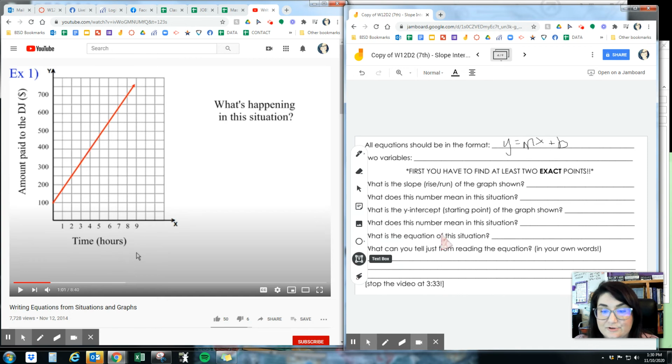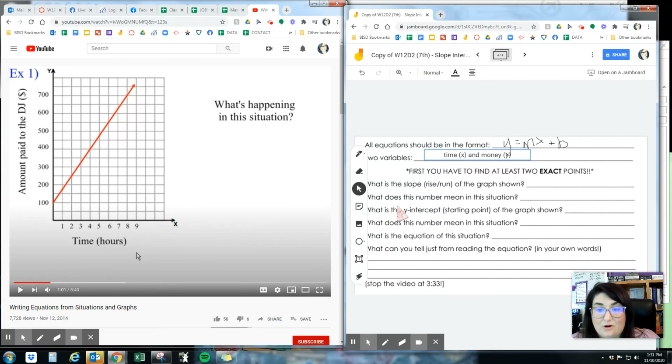Those are our two variables. We have time, that's our x variable, and we have money, our y variable. Time and money. We can see this is a positive slope, so as time increases, the amount of money we have to pay also increases.